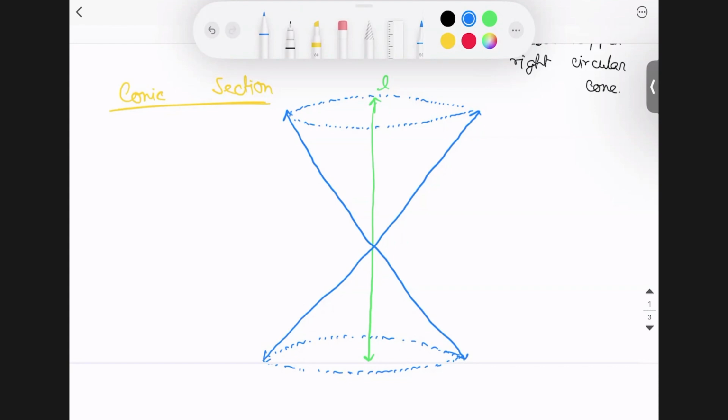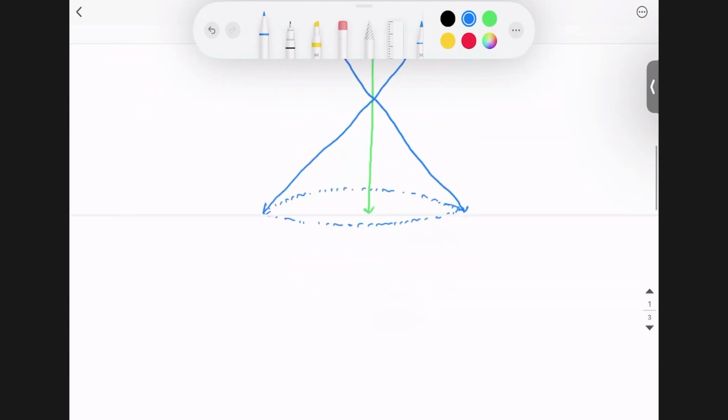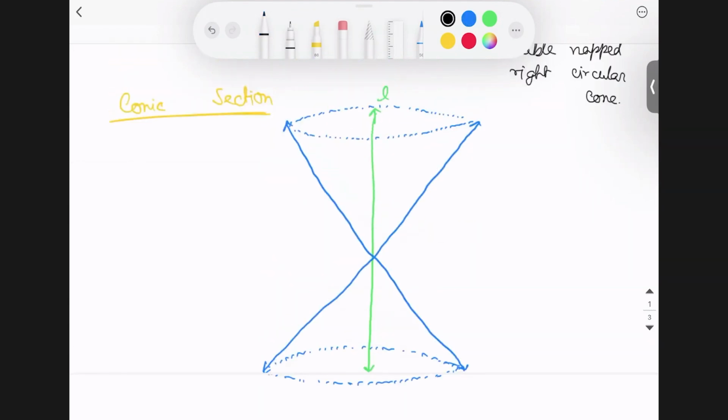Now, suppose I have a plane. Recall that the angle between this generator and the axis was alpha. Now I have a plane. Suppose I have a plane like this.